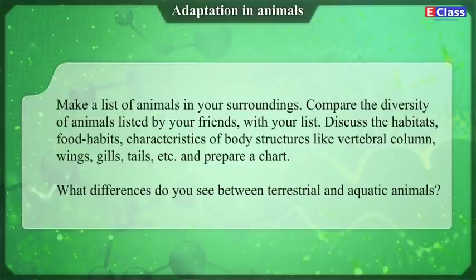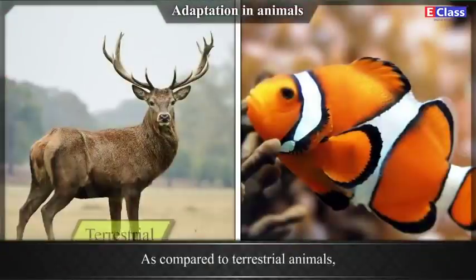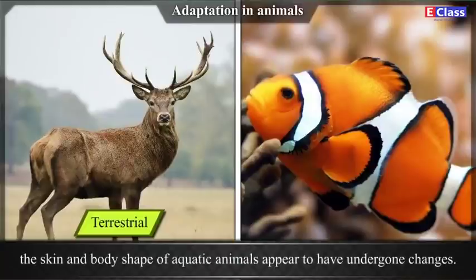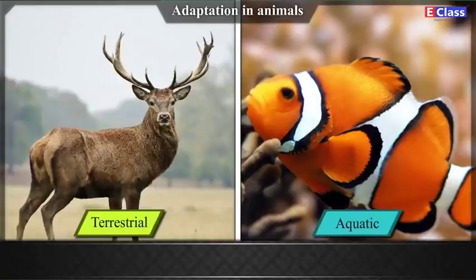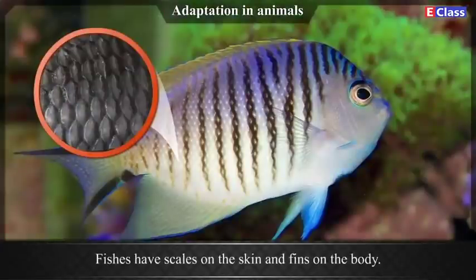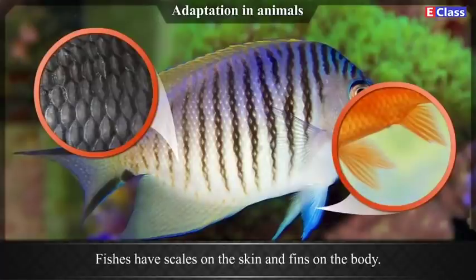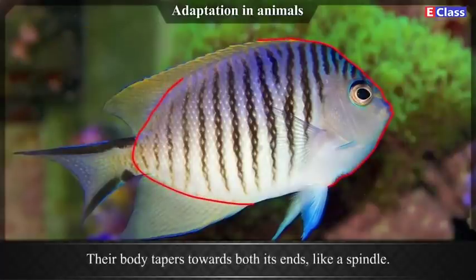What differences do you see between terrestrial and aquatic animals? As compared to terrestrial animals, the skin and body shape of aquatic animals appear to have undergone changes. Fishes have scales on the skin and fins on the body. Their body tapers towards both its ends like a spindle.